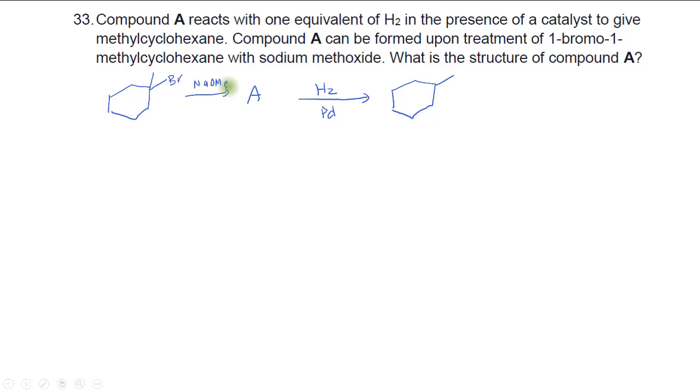So if we're doing anything to get a cyclohexane with A, we need an alkene here because H2 palladium can react with that. So sodium methoxide here is going to act as our base, and it's going to do an elimination here for A to be 1-methylcyclohexene. That's how you would get that one.